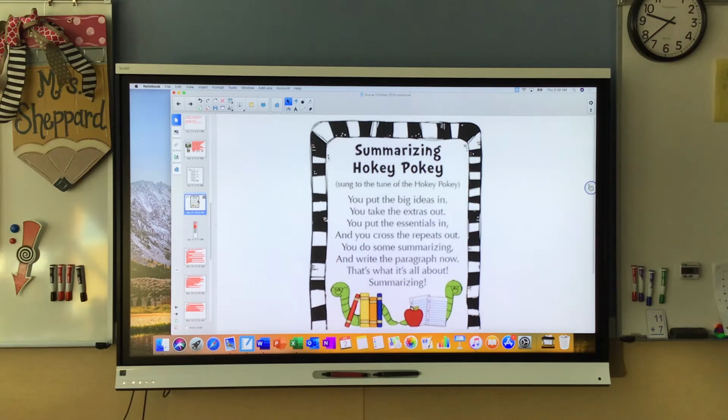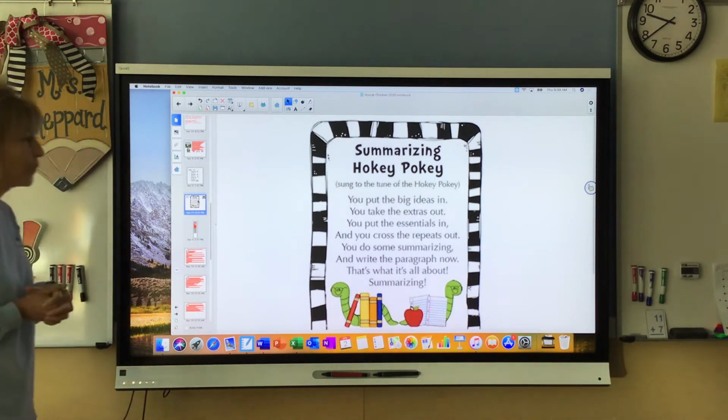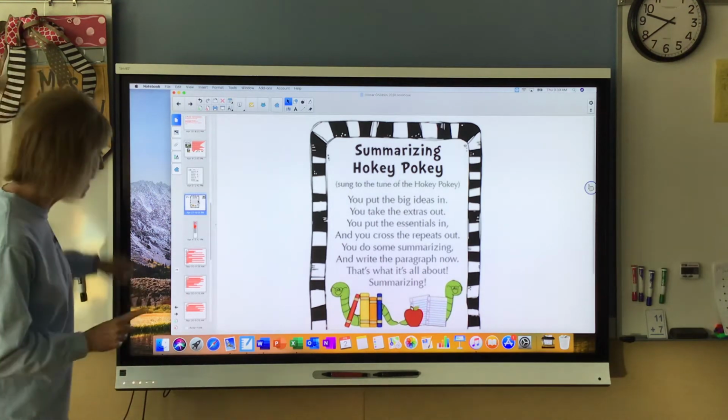Now, summarizing Hokey Pokey. As we're reading The Boxcar Children Beginning, we are summarizing each chapter at the end, and summarizing means I'm picking out the most important things that happen in the chapter. I should hear you with me as I'm reading my summarizing Hokey Pokey. You might add more of a little singing twist at home. You put the big ideas in, you take the extras out, you put the essentials in, and you cross the repeats out. You do some summarizing and write the paragraph now. That's what it's all about, summarizing.